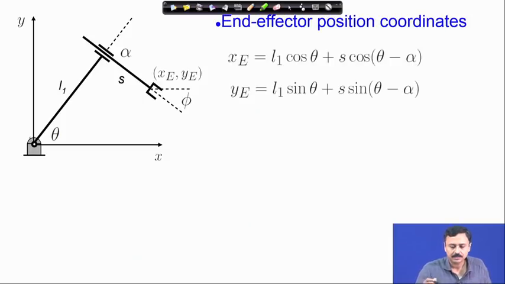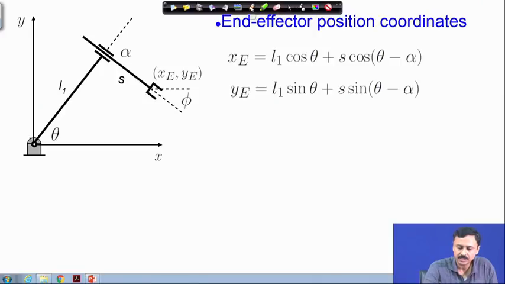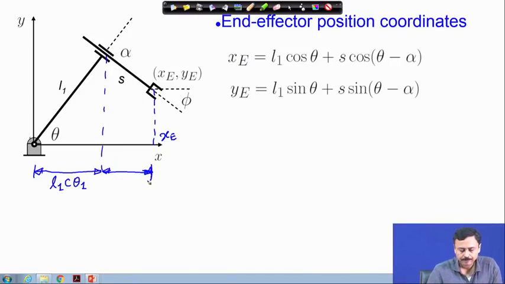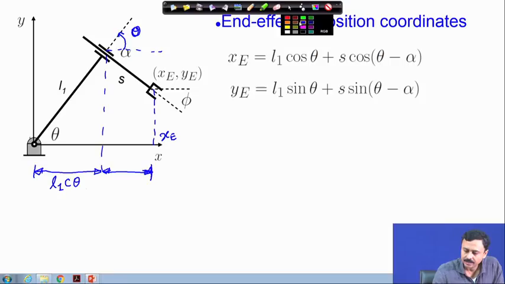Let us look at these relations, the expression of the coordinates which are straightforward. X e, so this is x e, is a summation of these two lengths. This is L1 cosine theta 1. Now, this is S times, this is theta 1, this angle is theta, and this angle is alpha, which is fixed.